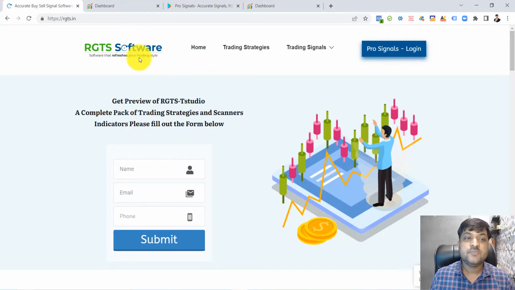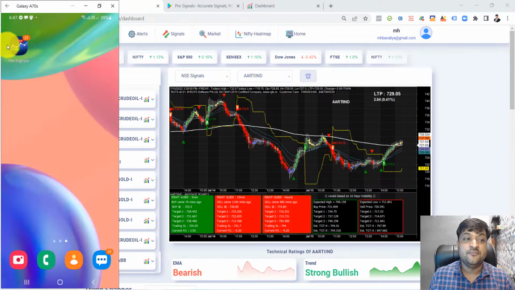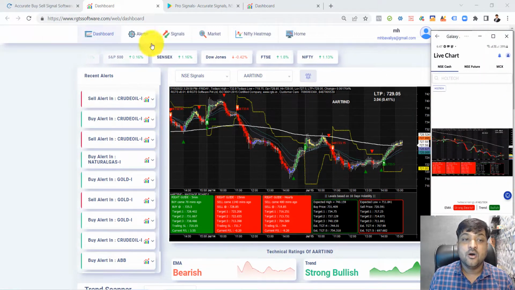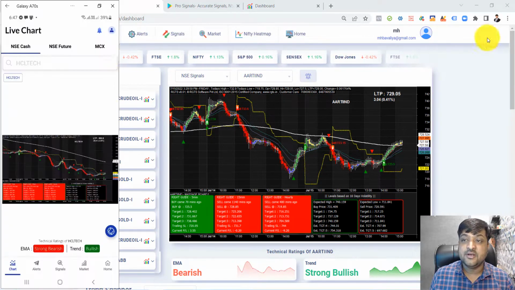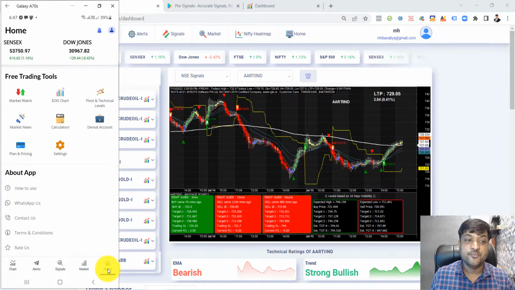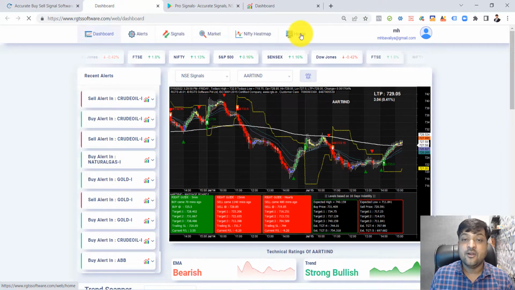Okay. So the Android app and website both are similar. All the features available on the Android app are also available on the website version. Okay. So there is a dashboard, same as in the ProSignal Android app, there is a chart. Then in the ProSignal Android app, there are alerts, signals, market and home menu. Similarly, on the website there are alert, signals, market and home menu.